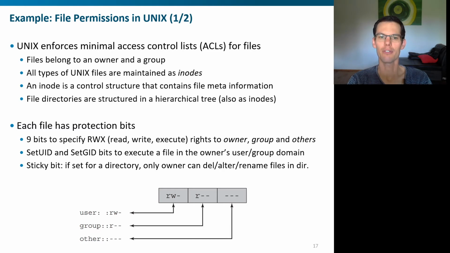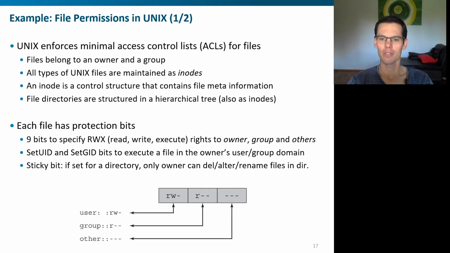For each file, we have a couple of protection bits, and these protection bits determine who can actually read and write and execute the file. To do so, we have 9 bits, each 3 to read, write, and execute for the owner of the file, for the group that is owning the file, and others. Essentially, others means who is not the owner and not part of the group of the file.